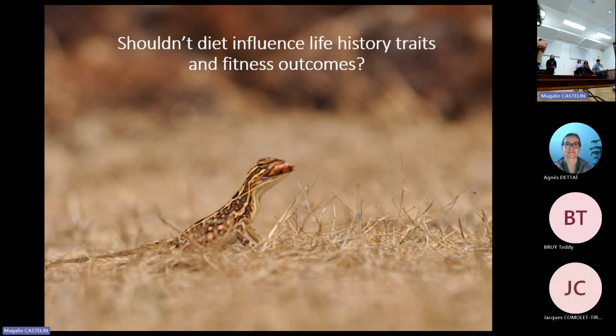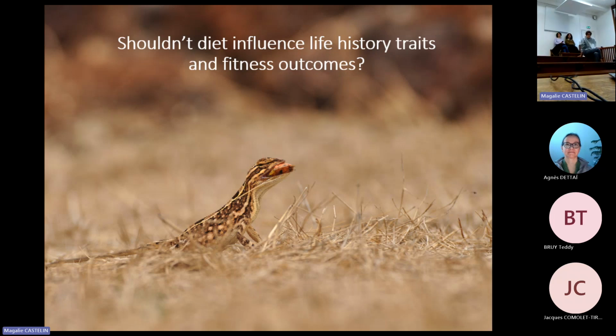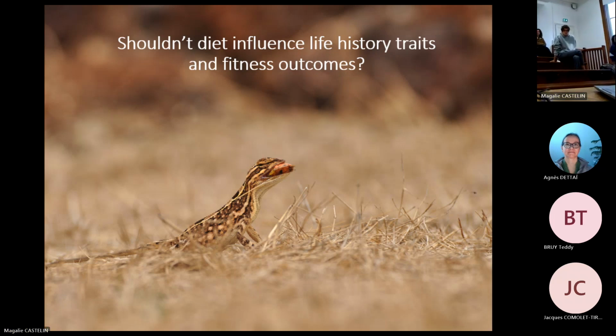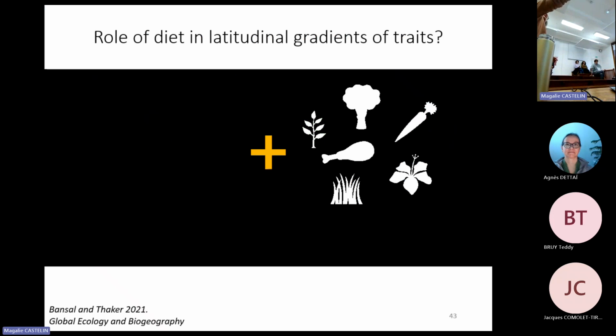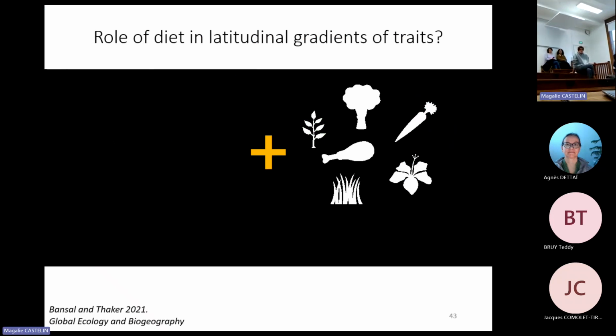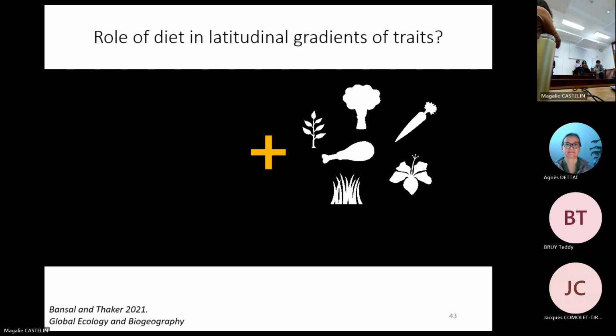So I'll come back to this photo. How does a lizard build its body? It's got to eat the right things, enough of it to invest into different components of its body. So shouldn't diet influence life history traits and fitness outcomes? And if we look at the latitudinal gradient and be super explicit, oh, I lost the, on the left side was the map that has the gradient. Okay, so if we're thinking about latitudinal gradients and traits, why are we not thinking about it with a mechanistic explanation in there? And one mechanism is food. So is there a role of diet in latitudinal gradient?